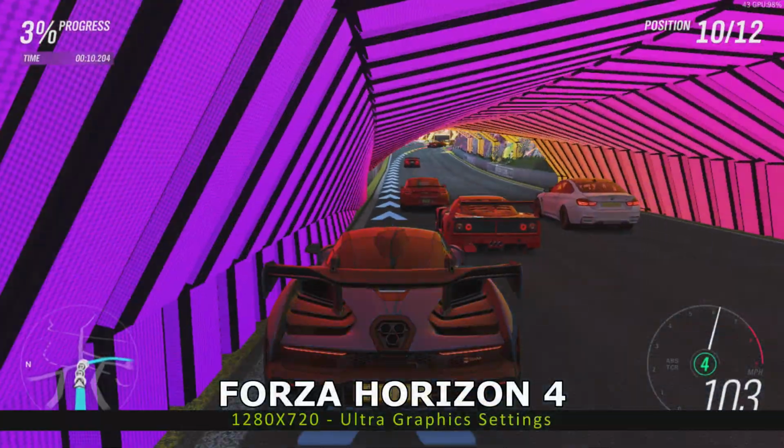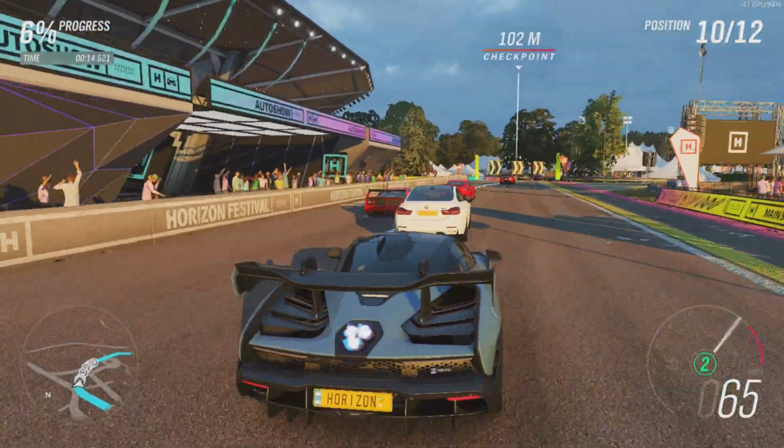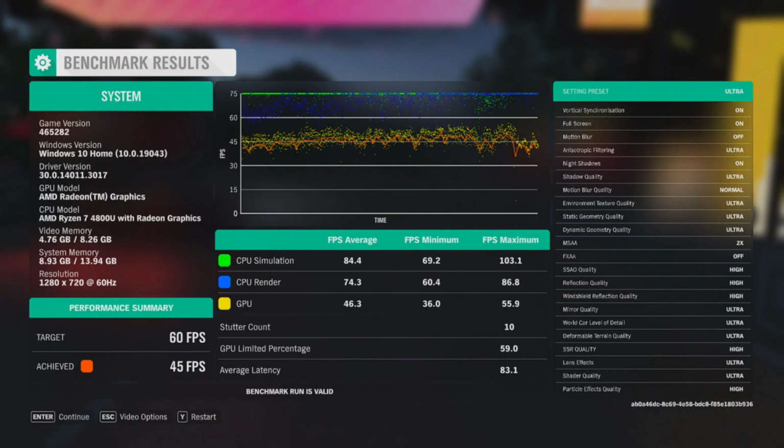We are running Forza Horizon 4 at 1280x720 on the Ultra graphics settings. The AMD model scores 45 frames per second average over the course of the benchmark. The score is very good when compared to other AMD based handhelds.